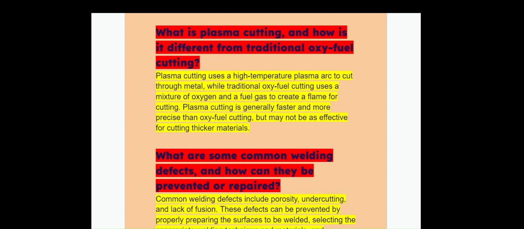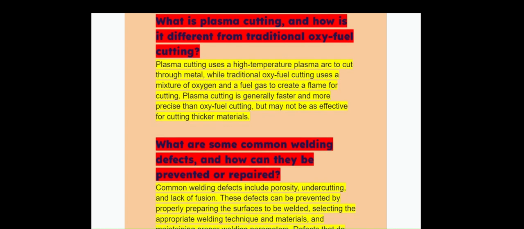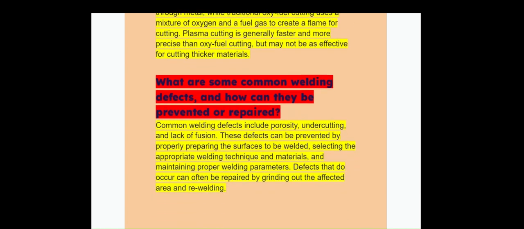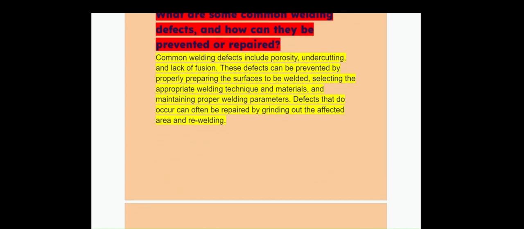materials. What are some common welding defects, and how can they be prevented or repaired? Common welding defects include porosity, undercutting, and lack of fusion. These defects can be prevented by properly preparing the surfaces to be welded, selecting the appropriate welding technique and materials, and maintaining proper welding parameters. Defects that do occur can often be repaired by grinding out the affected area and rewelding.